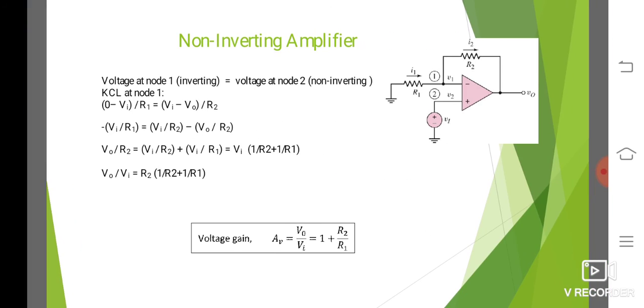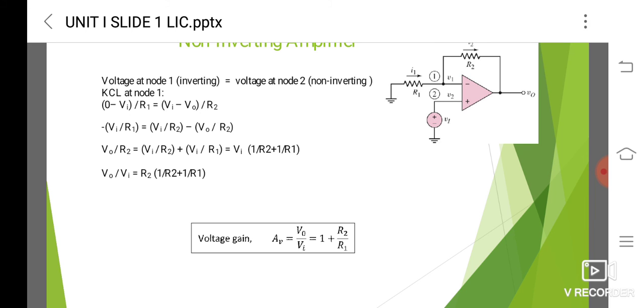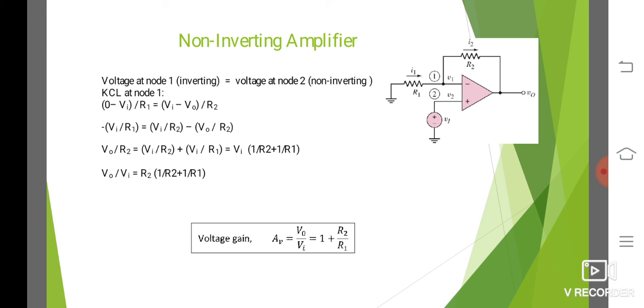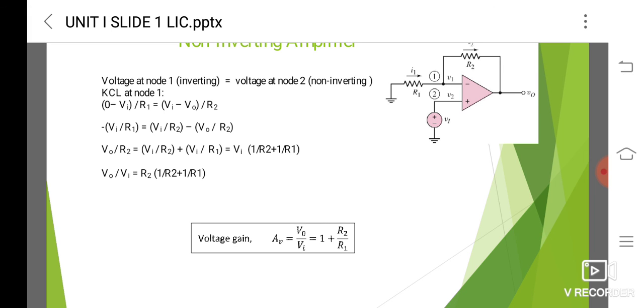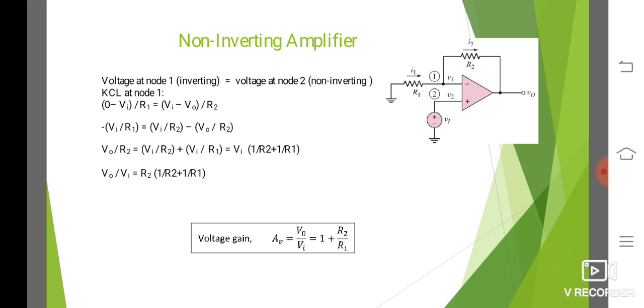Next is the non-inverting amplifier. In the non-inverting amplifier, the input is given to the non-inverting terminal, and the output voltage is not fed back into this input of the op-amp. As the differential voltage Vd at the input terminals of the op-amp is 0, the voltage at node A is Vi, the same as the input voltage applied to the non-inverting input terminal.